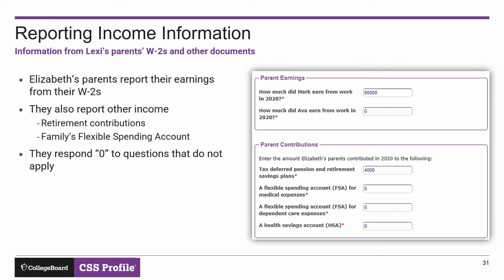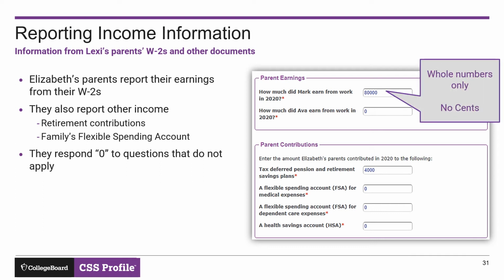To answer the questions about parent earnings, Ava used the W-2s her husband received from work. She also used the information in box 12 of the W-2s and the monthly wage statements to answer questions about retirement contributions and their flexible spending accounts for medical expenses. Since neither she nor her husband participated in an FSA or an HSA, she answered 0 to both of those questions. Even though many of the figures reported on Mark's W-2s showed cents, Ava was careful to round those cents and report whole numbers only.